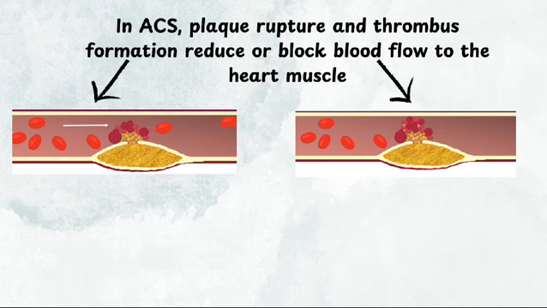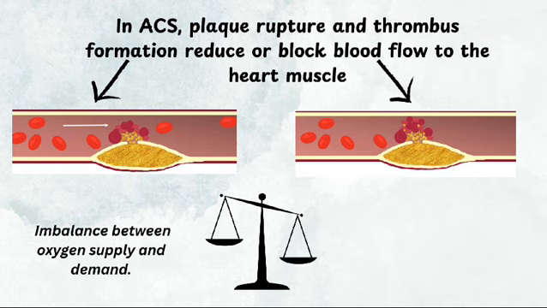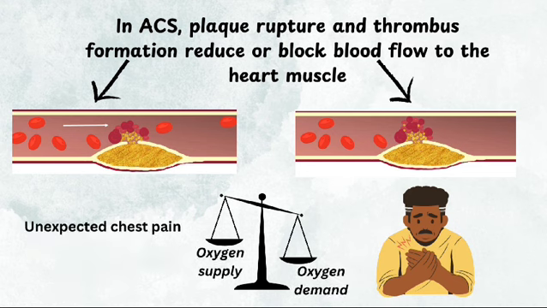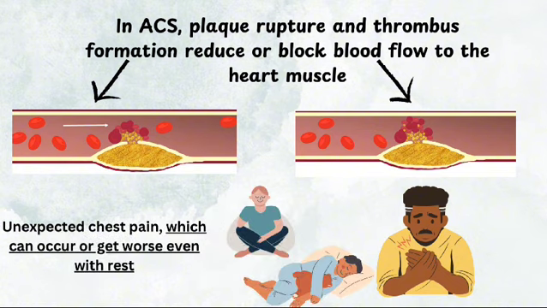So in ACS, plaque rupture and clot formation can reduce or block blood flow to the heart, creating an imbalance between oxygen supply and demand, resulting in chest pain known as angina. Since the rupture of an unstable plaque is unpredictable, chest pain caused by ACS can come on suddenly. Patients can experience chest pain during physical exertion or even at rest. This pain is typically not relieved by resting and may get even worse.